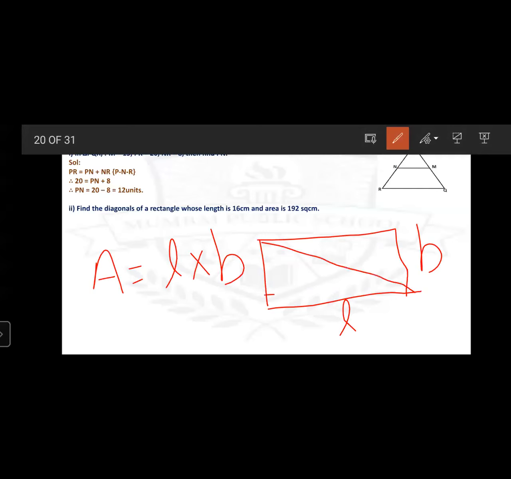So this is the right angle triangle. If we know the length and breadth, then easily by applying Pythagoras theorem, we find the diagonal. So for this diagonal, first we find the breadth. Area is given, substitute here 192. Length is 16. From this we find the breadth, put the value here and apply Pythagoras theorem, and then easily we find the diagonal of the rectangle. Okay, now see the solution.